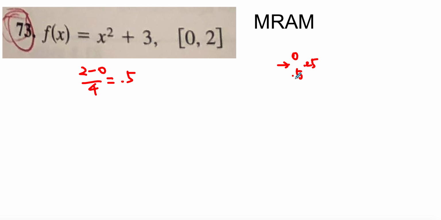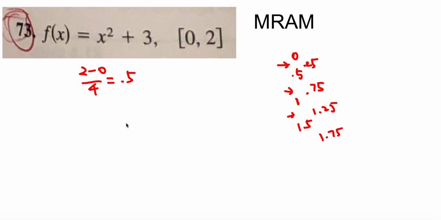And for the next one, I'm going up by 0.5, so it's going to be 1. But my midpoint will be 0.75. Next one is 1.5. Then the midpoint becomes 1.25. Lastly, 1.75. All right, so these are my midpoints.